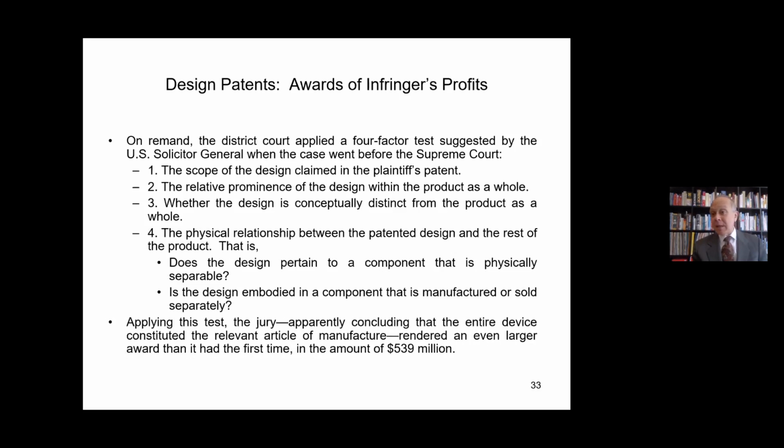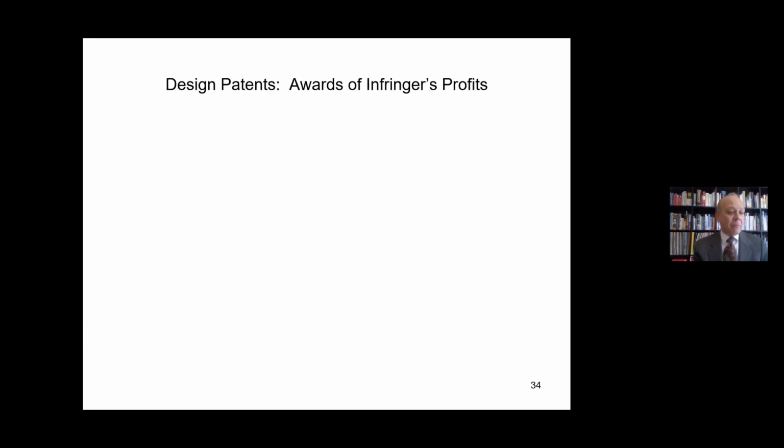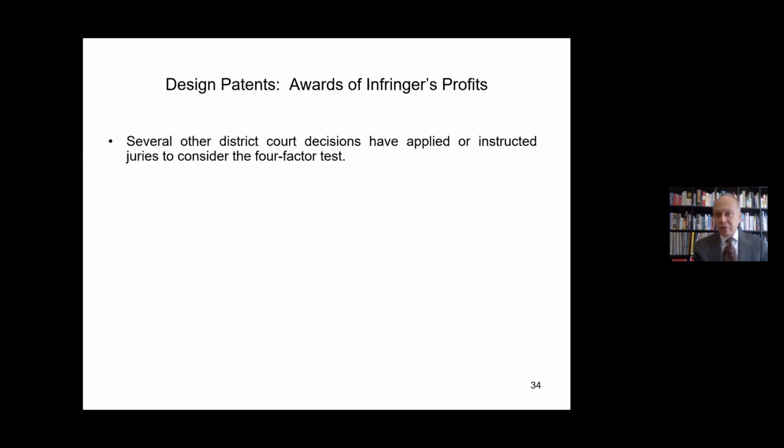So applying that test on remand, the jury apparently reached the conclusion that indeed the entire Samsung phone was the relevant article of manufacture. And in fact, it rendered an even larger award of total profits, $539 million. So since that time, several other district court decisions have applied or have instructed the jury to consider the 4-factor test.